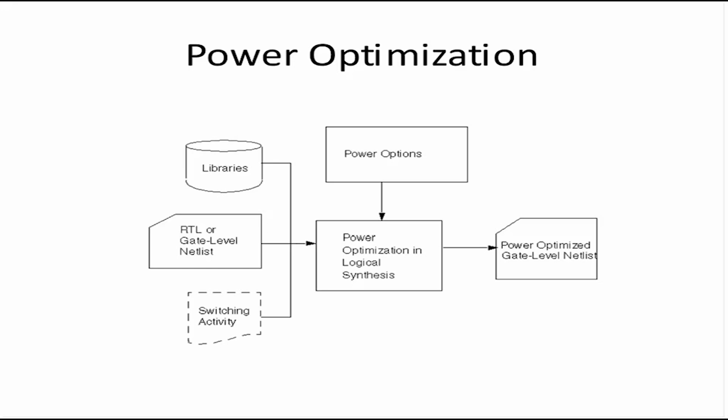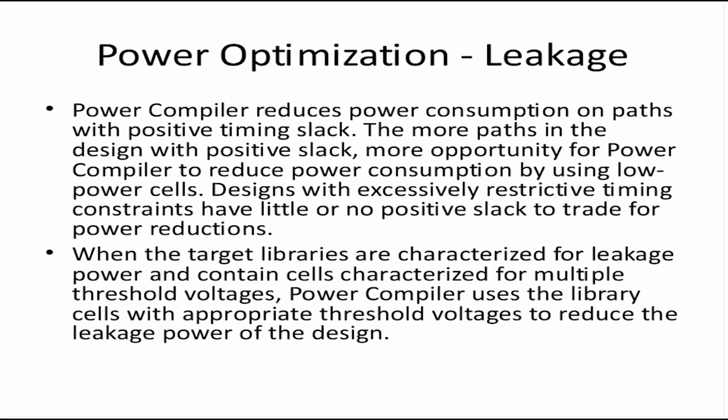We have seen this flow where we provide libraries, netlists, and optional switching activity. When I say optional, I mean that you can also choose to use the set switching activity command to set the default switching activity if you do not have SAIF available. Right? Now there are power options. We will see what these options are, and now DC will perform power optimization in addition to timing and area optimization, and you have a power optimized gate level network.